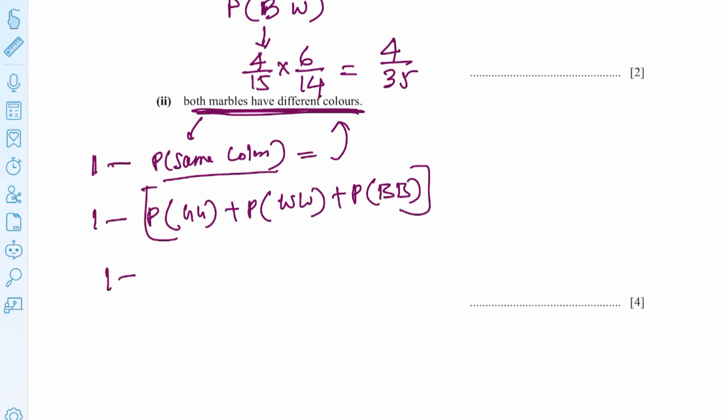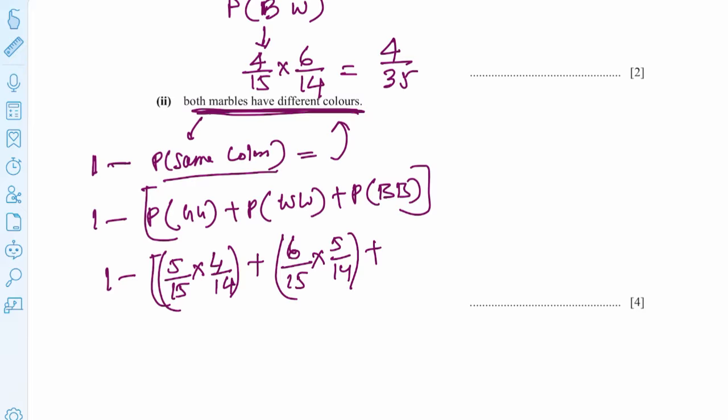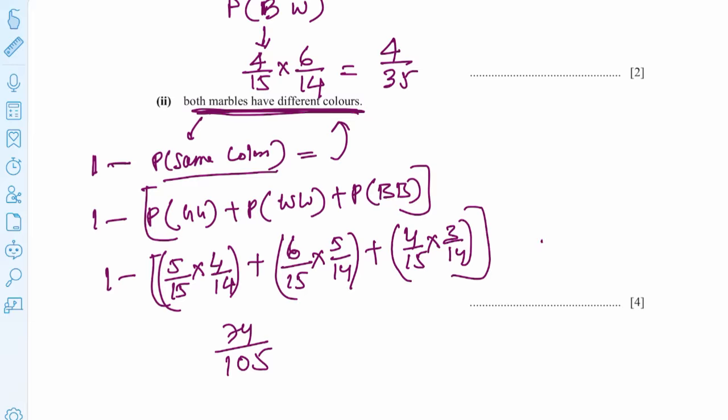So 1 minus the probability of green and green. How many green marbles are given? 5 out of 15 the first time. The second one will be 4 out of 14, because you're not replacing it. Plus the probability of white: we have 6 white marbles, 6 out of 15, and the second one should be 5 out of 14. Probability of black: the first time 4 out of 15, the second time 3 out of 14. If you close the bracket and check with the calculator, the answer should be 74 over 105. This is the probability of getting different colors. Clear?